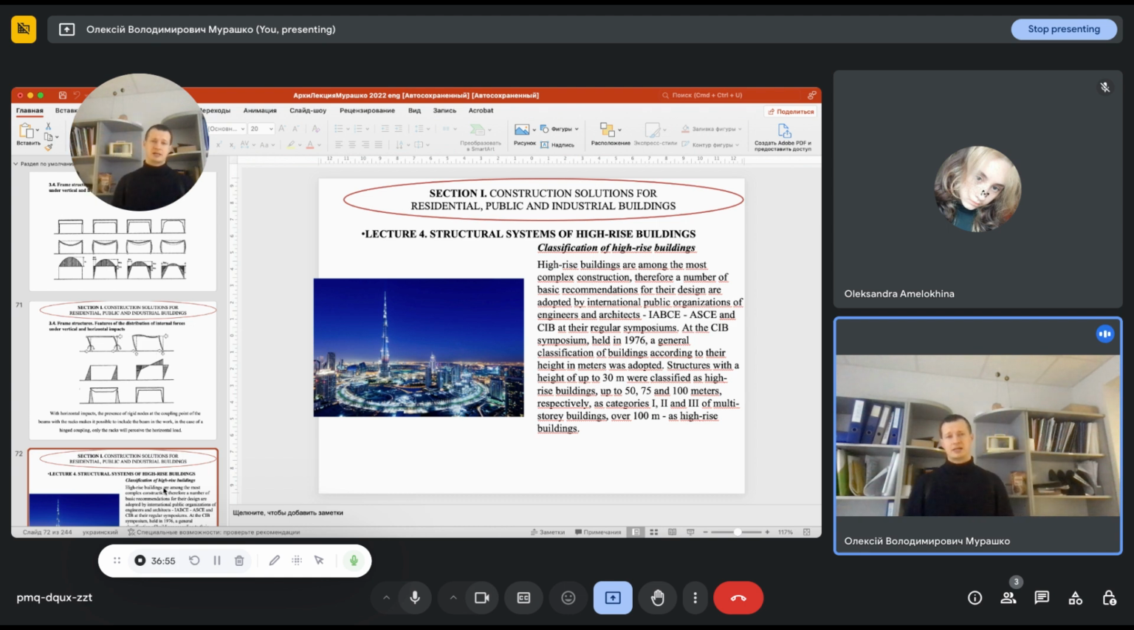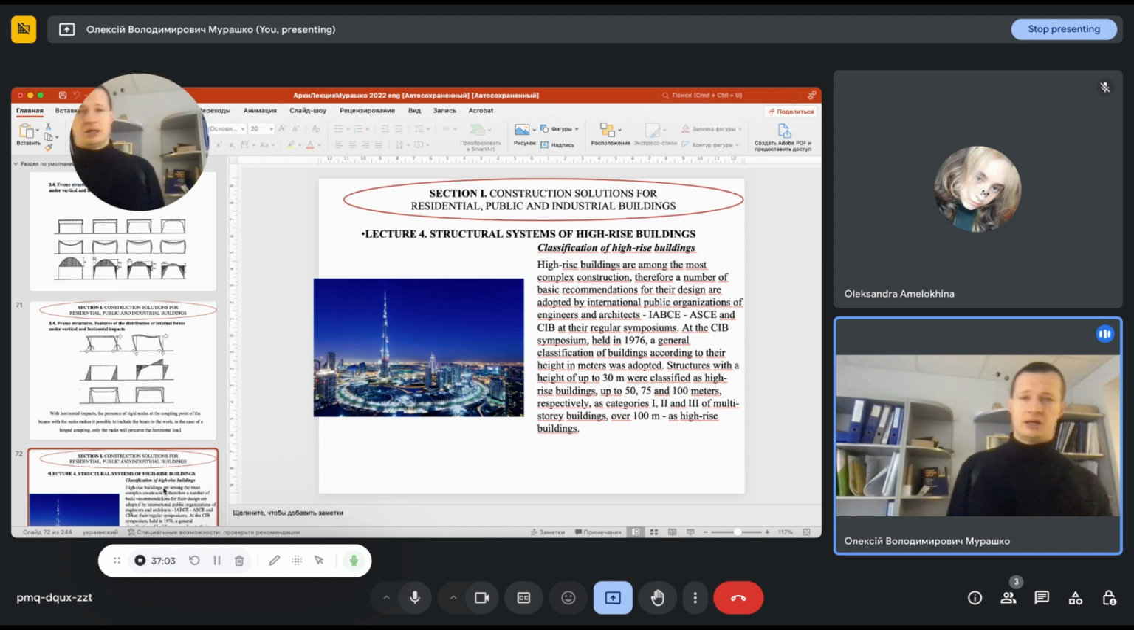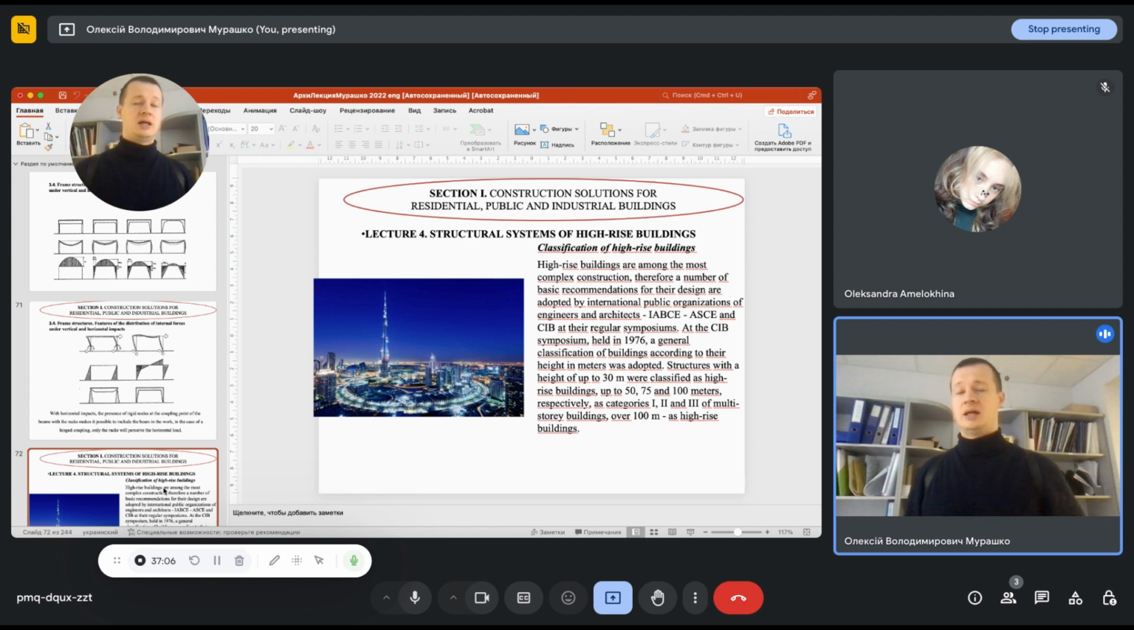So the next topic that we will discuss today during this lecture is high-rise buildings. The first question that we have to discuss is the classification of multi-story buildings, and we have a standard classification from 1976, which tells us that there are three levels of multi-story buildings: up to 50, up to 75, and up to 100 meters. And with a height of more than 100 meters, it is a high-rise building.